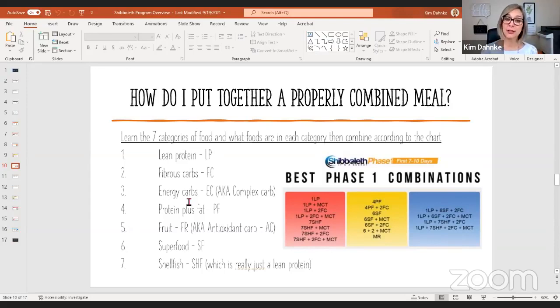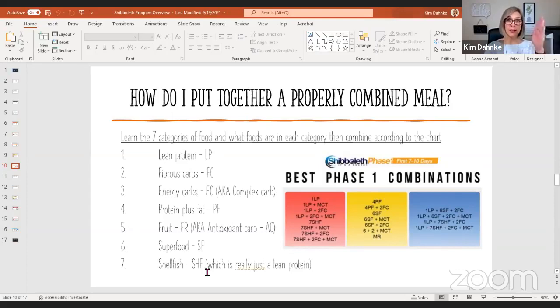Also known as, occasionally you'll hear it in the Shibboleth lifestyle, as a complex carb, but I typically call them energy carbs because that's what Travis called them when I started learning the lifestyle. Category 4 is protein plus fat, PF. Category 5 is fruit, FR, also known as antioxidant carb. And every once in a while, you'll see AC as the letters, and you'll just need to know that that's antioxidant carb, and that is a fruit. Category 6 is superfood, or SF. Category 7 is shellfish, SHF, which is really just a lean protein.